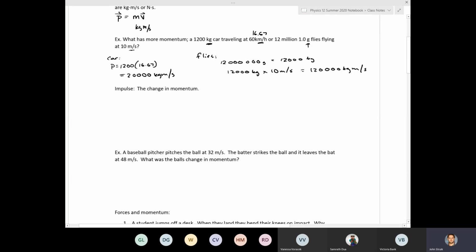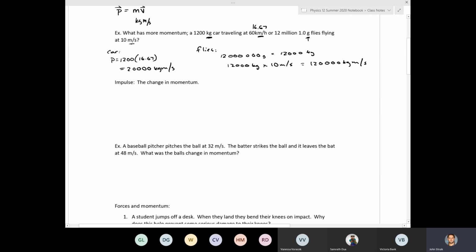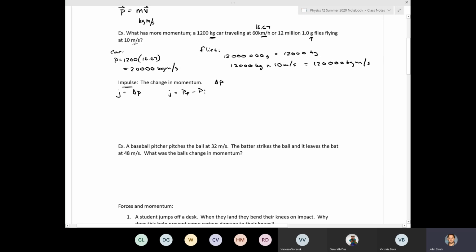Okay, so impulse. Impulse is a change in momentum. Impulse is actually the letter J, I think a lowercase j, equals a change in momentum. So change in momentum is delta P. Then we would say J equals PF minus PI. And that's about it. Now, I just call impulse delta P. I rarely actually write J. I just write delta P because that's what it is. It's a change in momentum.